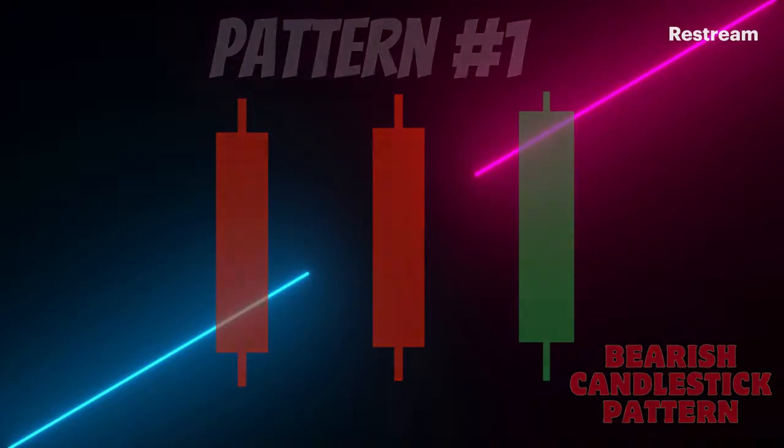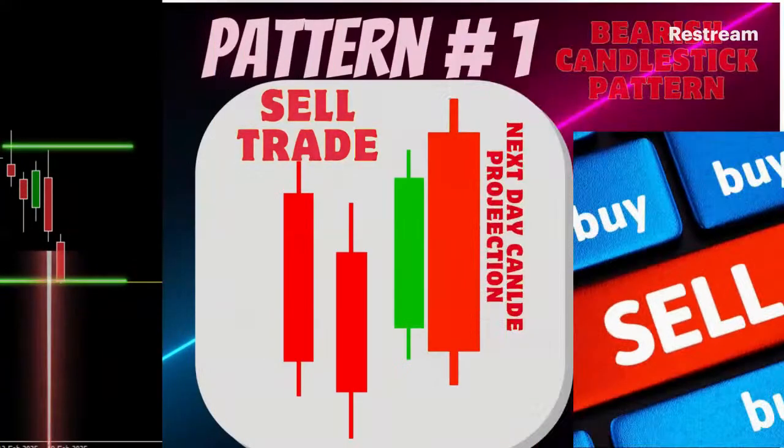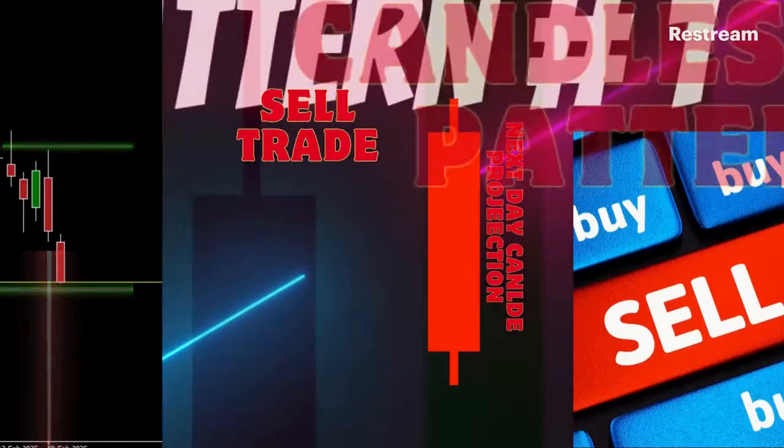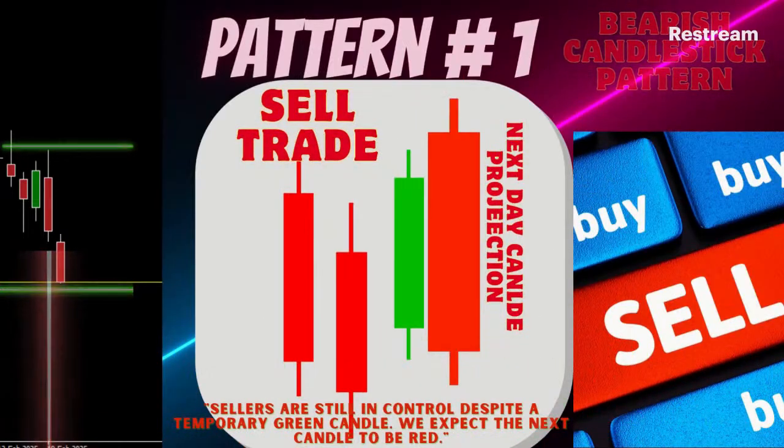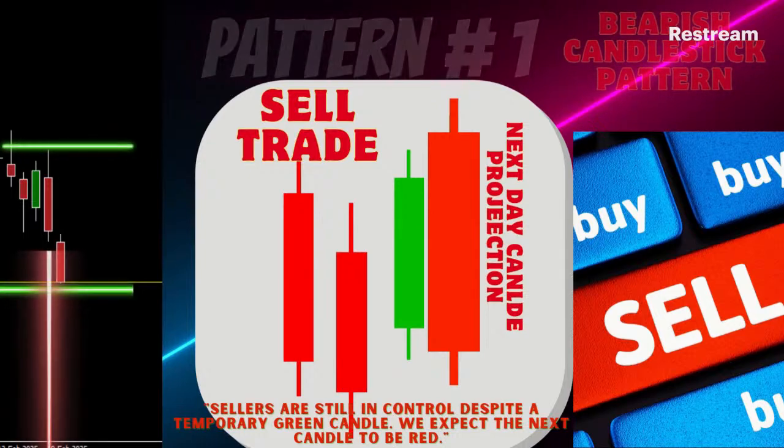Pattern number 1. Red, red, green. Next candle probability: red. Sell trade. Sellers are still in control despite a temporary green candle. We expect the next candle to be red.